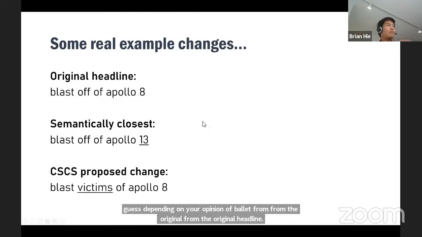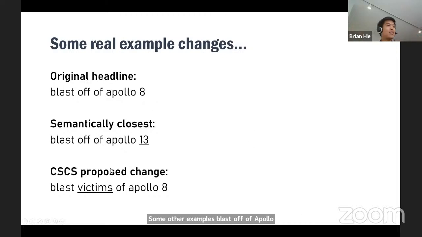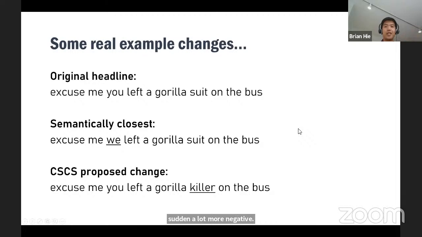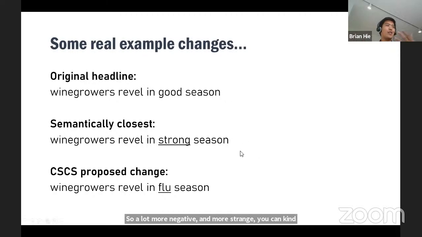Some other examples: "Blast off of Apollo 8" gets turned into "blast victims of Apollo 8," all of a sudden a lot more negative. This is another kind of strange headline to begin with. "Excuse me, you left a gorilla suit on the bus" gets turned into "Excuse me, you left a gorilla killer on the bus." So a lot more negative and more strange. You can kind of do this all day, but I'll give one more example. "Wine growers revel in good season" gets turned into "wine growers revel in flu season."